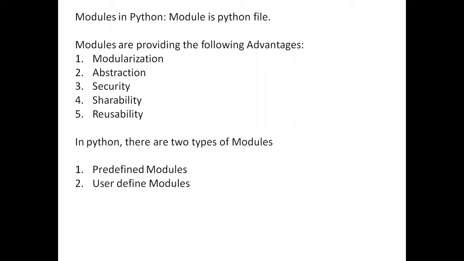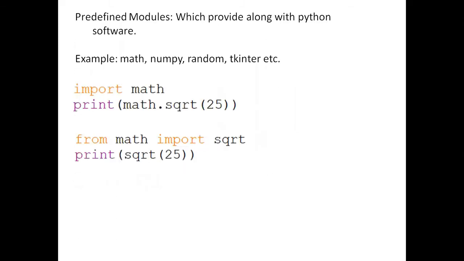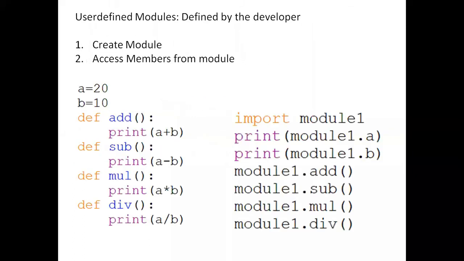For example, the math library is a math module. This is a predefined module available in Python. These types of modules we call predefined modules, and you can directly use them in your program. Okay, coming to the user-defined module.